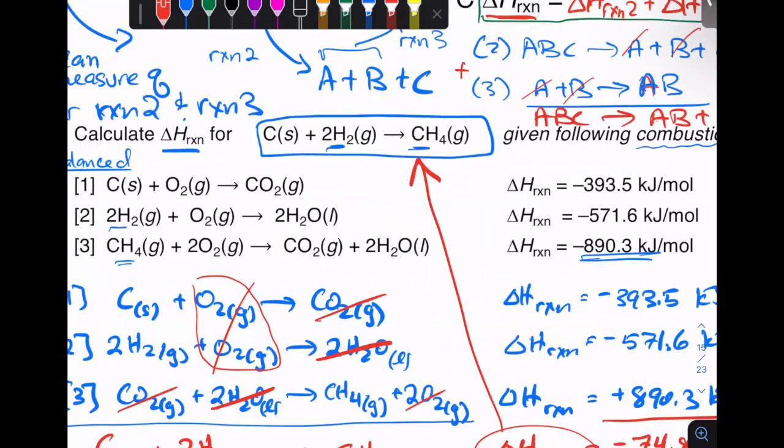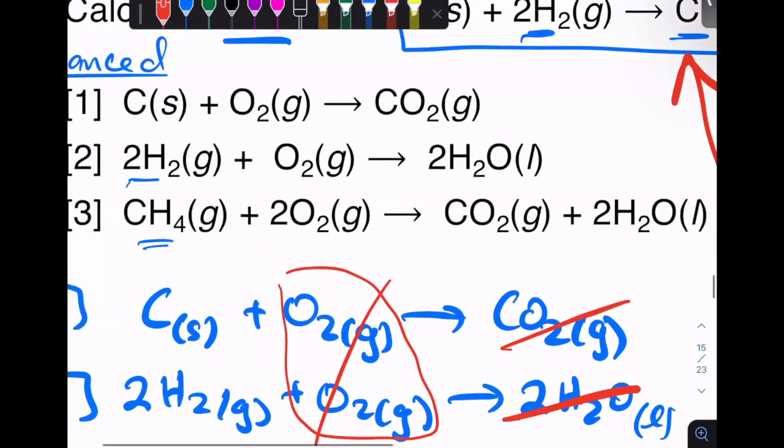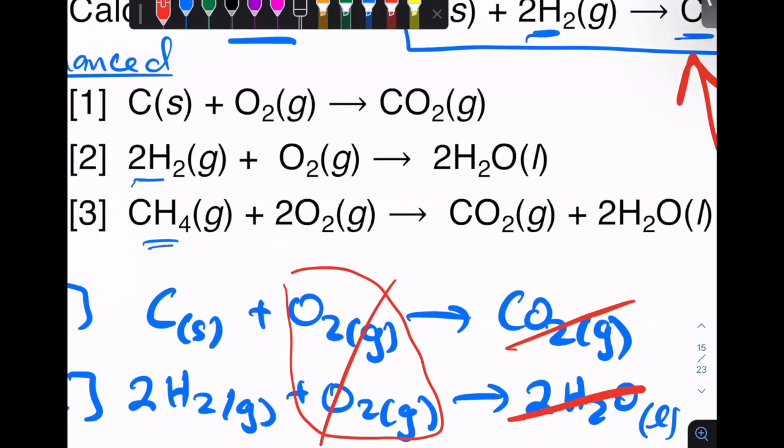If you take a look at this reaction here, methane. Look at reaction 3 here. Methane gas, 1 mole of methane gas being combusted to give carbon dioxide and water. So the combustion of 1 mole of methane. So that's the delta H of combustion. Remember what I told you, all these little subcategories.